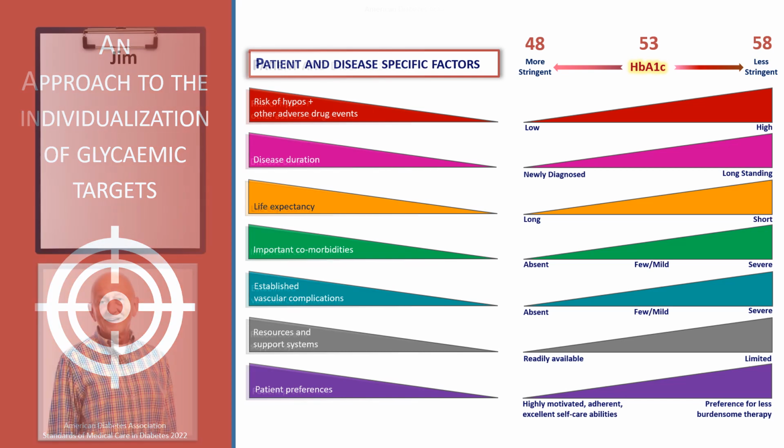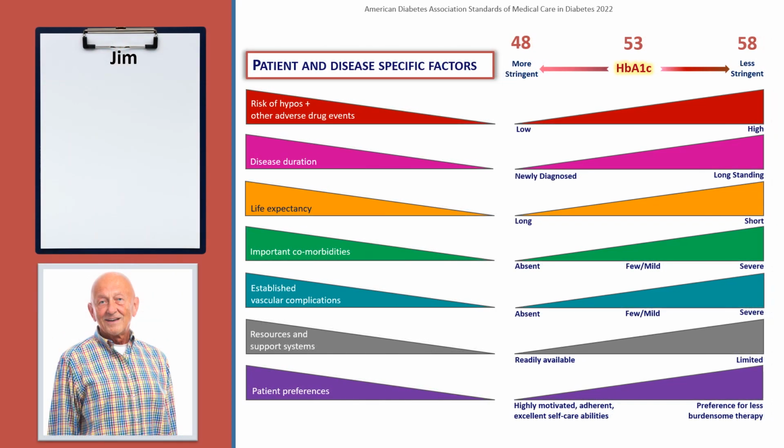So there's our lovely Jim. We'll start up at the top and we need to know what risk he has of having a hypo or any other adverse drug events. Well, he's on metformin and he's on another class of drug called an SGLT2 inhibitor. Okay, so let's get our little clapometer up here and let's spin it along.